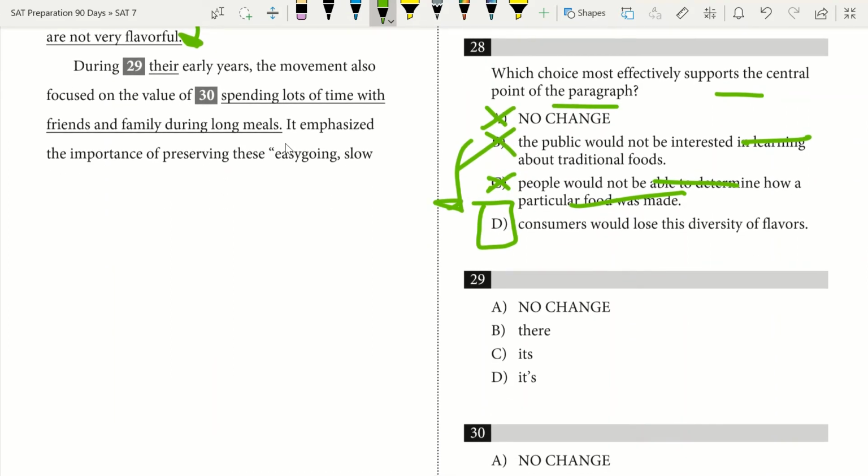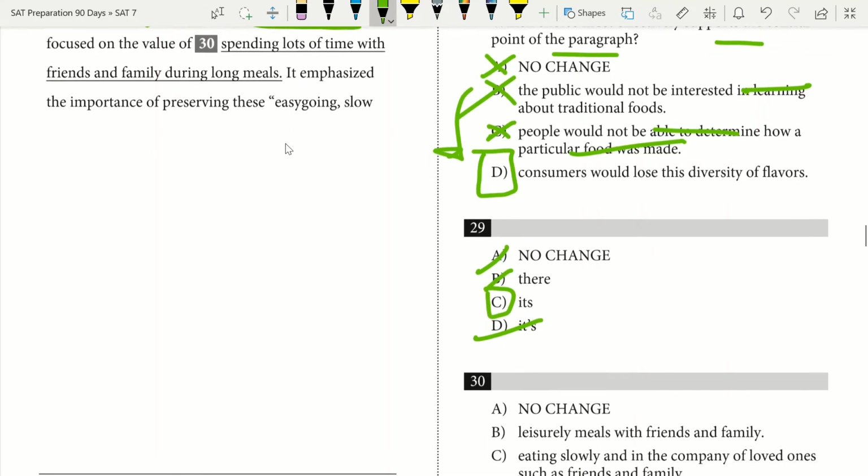So we have "during its early years," because it's the movement, so we can't use the word it is. It's got to be its early years. So we can go ahead and take it. It's not going to be the word it is, it's going to be its, so our answer is going to be C for number 29. All right, now we got 30.